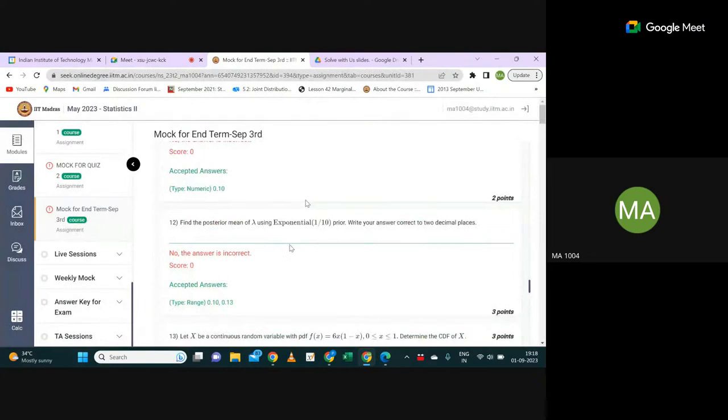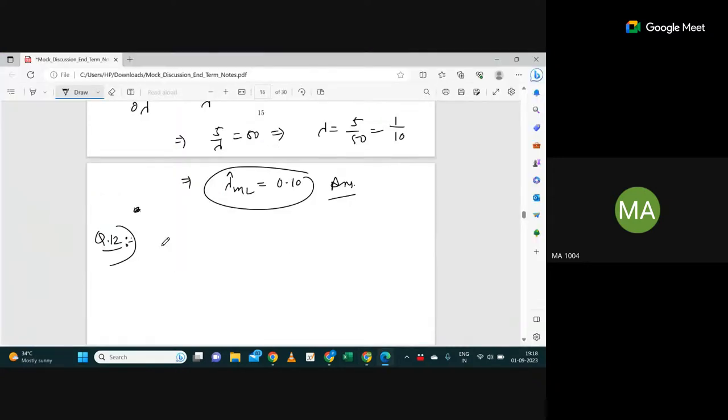The question says, find the posterior mean of lambda using the exponential 1/10 prior. So what is the prior distribution of lambda? The prior distribution of lambda is exponential 1/10. If it's exponential 1/10, what will be the PDF? It will be 1/10 e raised to minus lambda by 10.